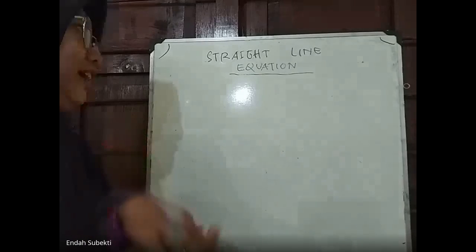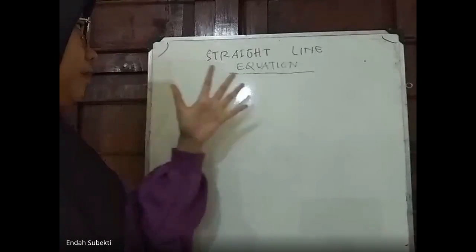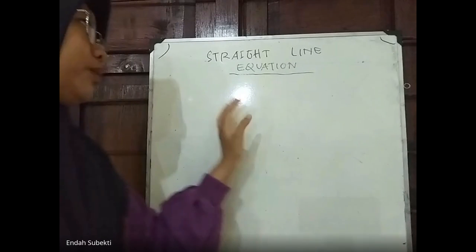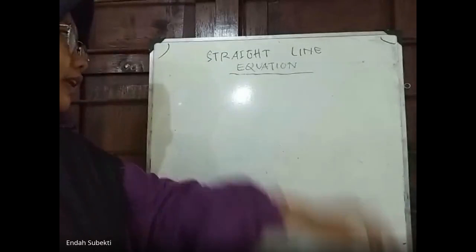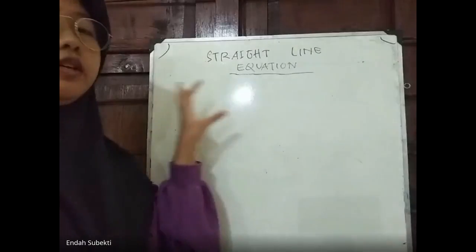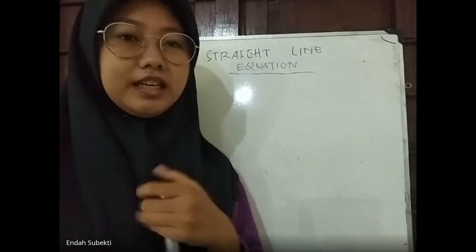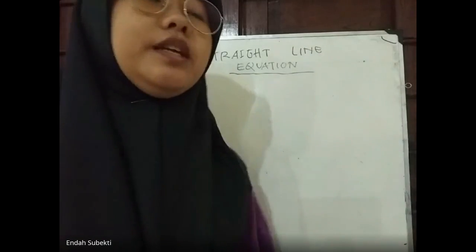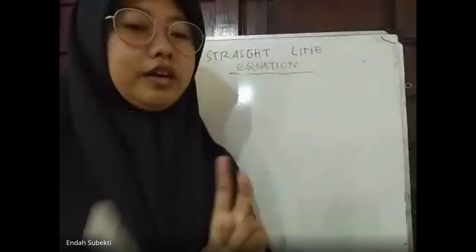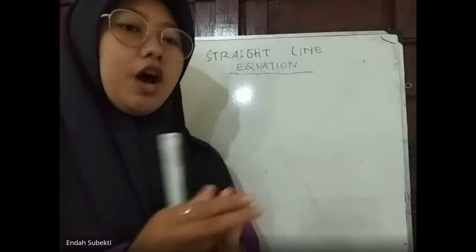Okay, hello everyone. Today our presentation is about straight line equations. What is a straight line equation? A straight line equation is a comparison of the difference between the y coordinates and the x coordinates of two points located on that line.